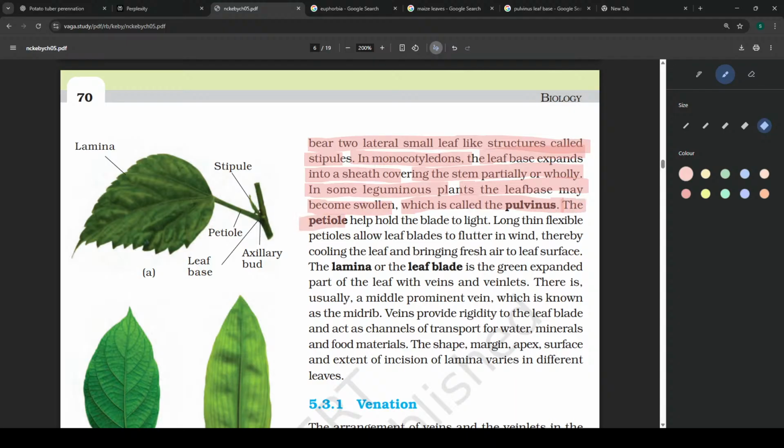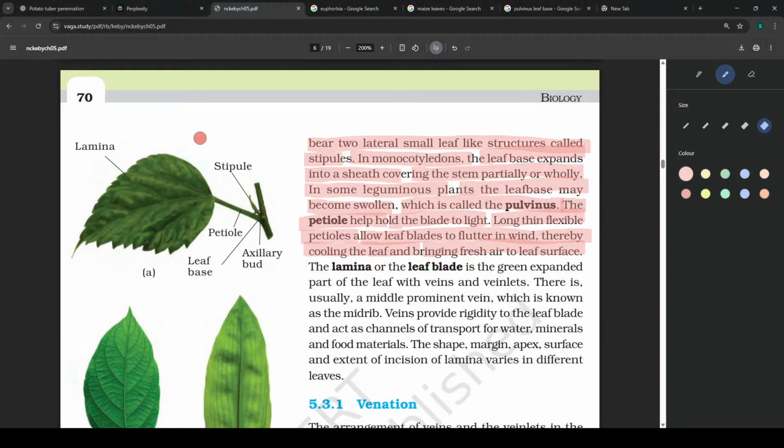The petiole helps hold the blade to light. The petiole supports the leaf so that it holds the leaf blade, the lamina, to the light. That is why we need that, for photosynthesis, of course, for more of the leaf to be exposed to the sunlight. Long, thin, flexible petioles allow leaf blades to flutter in the wind, thereby cooling the leaf and bringing fresh air to the leaf surface.